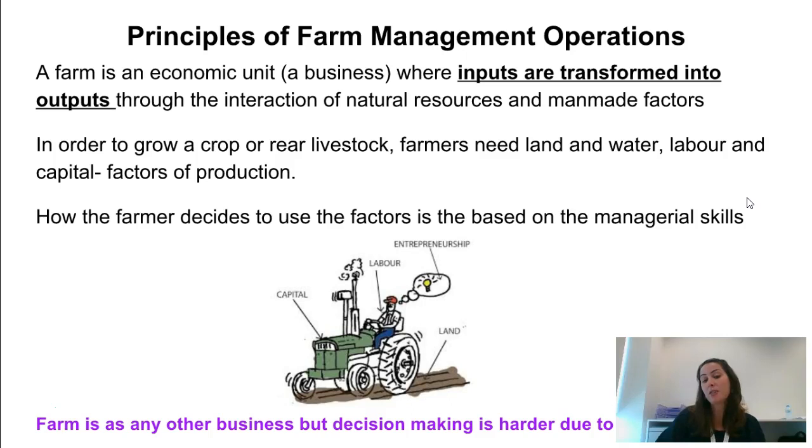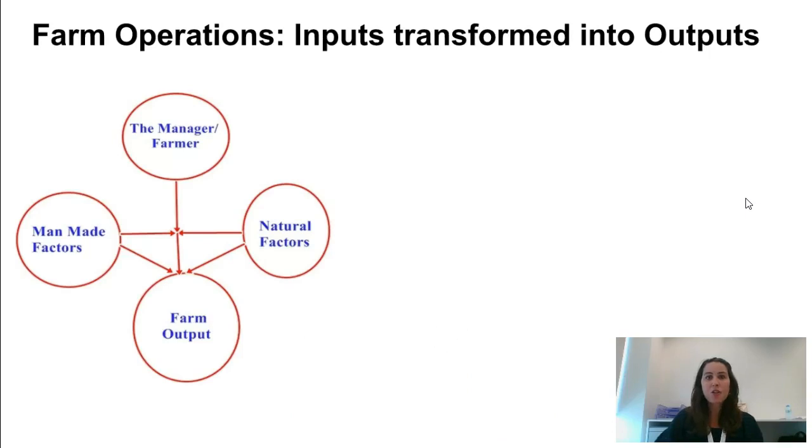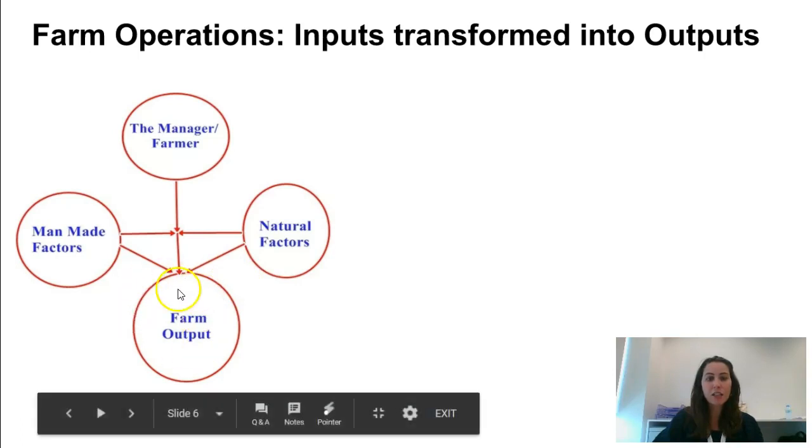So farming is like any other business, but the decision-making for farmers is a bit harder than other normal businesses like producing clothes or iPhones, because farming is very uncertain, and there are certain risks in farming that the farmers cannot control. So the farmer uses his inputs. Here's a model that says here are the man-made or capital inputs, here are the natural resources, and he's the manager. He must utilize those inputs or factors of production in order to create his farm output.